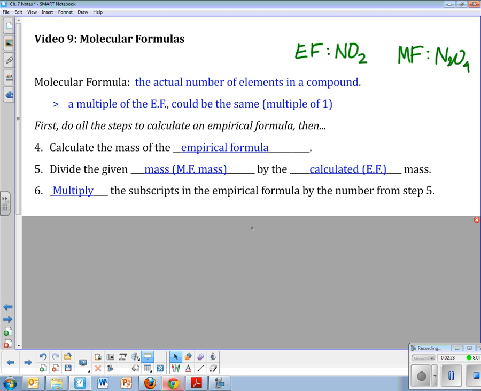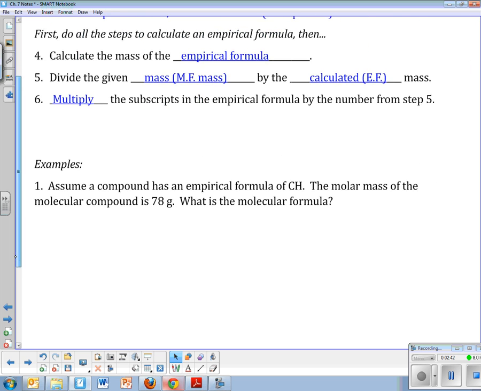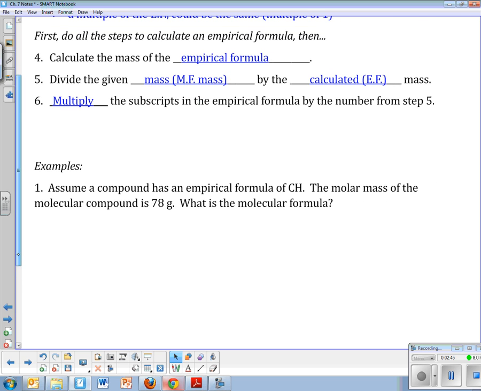Okay, so this will make a little bit more sense as we do a couple examples. So the first example is set up so that you already know the empirical formula. So I've already done for you steps 1 through 3. So we just get to practice the new steps 4 through 6. So it says assume a compound has an empirical formula of CH. The molar mass of the molecular compound is 78 grams.